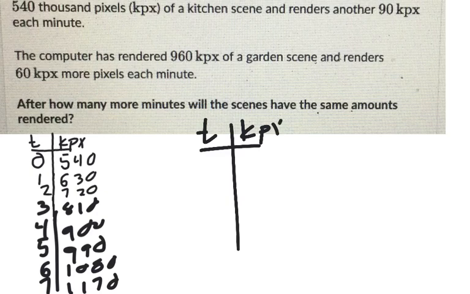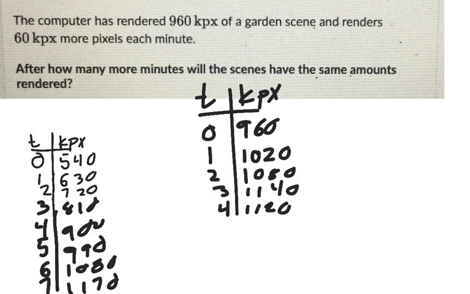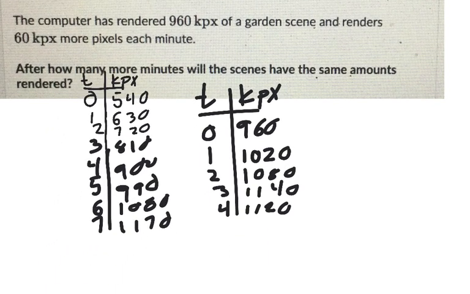And let's look at the second one. The garden scene. It starts at 960. And it only renders 60 each minute. So after 1 minute, it's at 1020. So it went up 60. Go up 60, 1080. Go up 60. Yep, so I'm definitely going to need more points because they haven't agreed yet. You guys see?